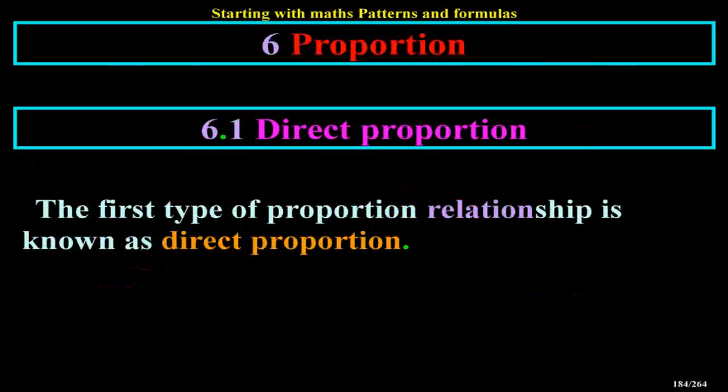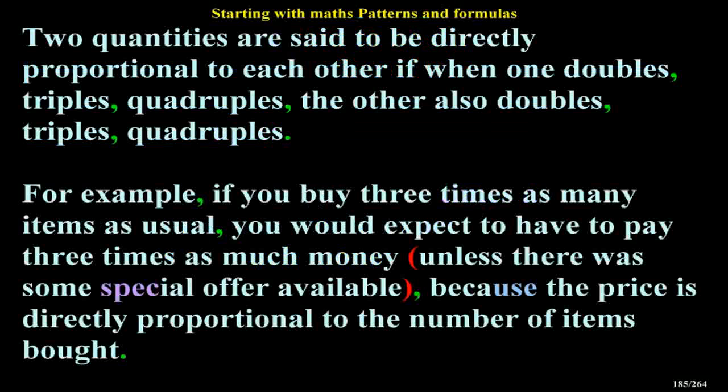Section 6. Proportion. 6.1. Direct proportion. The first type of proportion relationship is known as direct proportion. Two quantities are said to be directly proportional to each other if when one doubles, triples, quadruples, the other also doubles, triples, quadruples. For example, if you buy 3 times as many items as usual, you would expect to have to pay 3 times as much money unless there was some special offer available, because the price is directly proportional to the number of items bought.